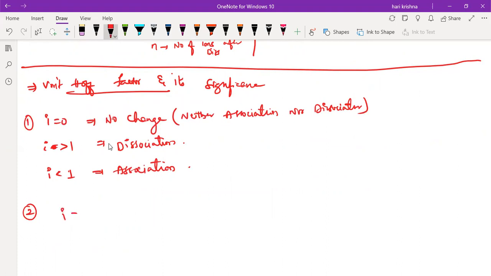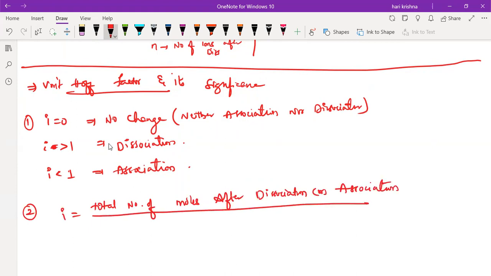And I said one more formula. i is equal to total number of moles after dissociation or association to total moles before dissociation or association. Can you understand my handwriting? Yes, sir. Any problem? No, sir.